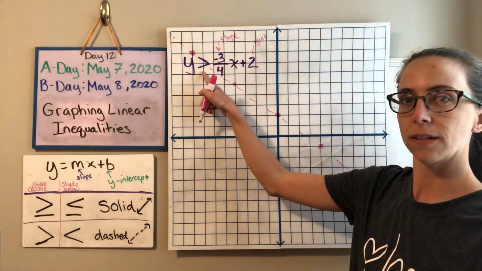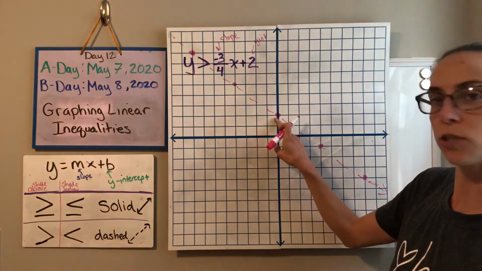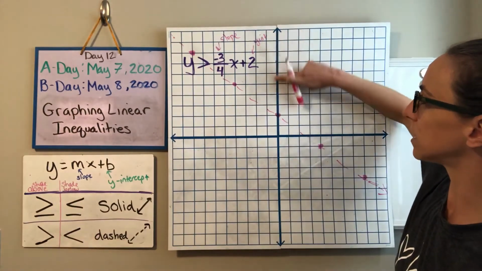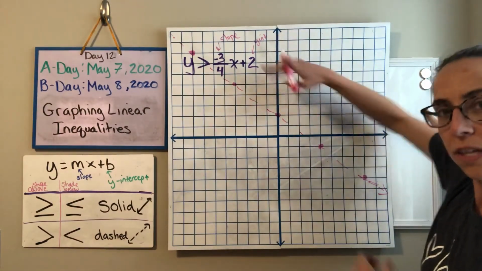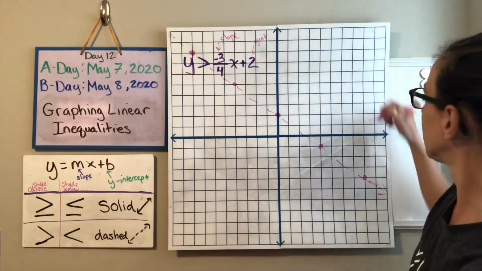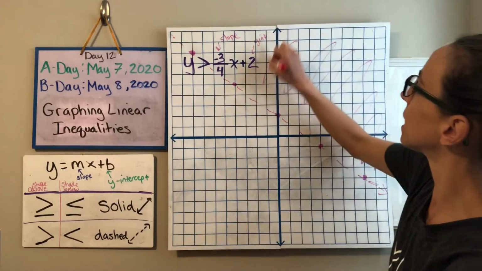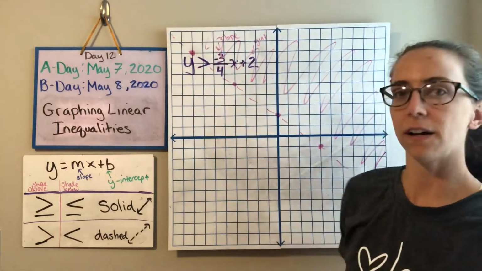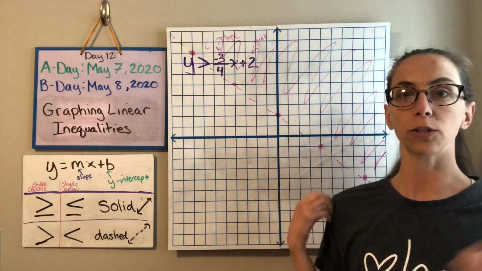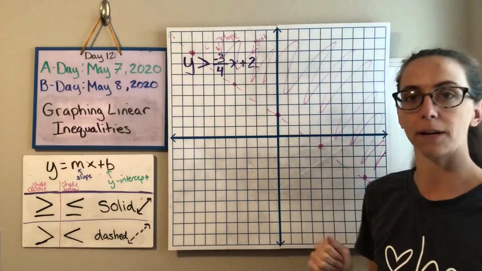And then I need to decide whether I'm shading above or below. Greater than, that's all the numbers bigger than the y-intercept of 2. So the numbers that are bigger than 2 would be all these numbers up here. If this were making a mountain, the mountain would be down here and this would be the sky. So where you're going to shade in this case is this entire area of your coordinate plane. So your set of solutions is all these points that exist above this dashed line.